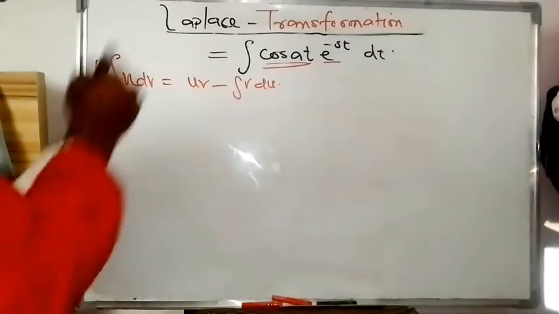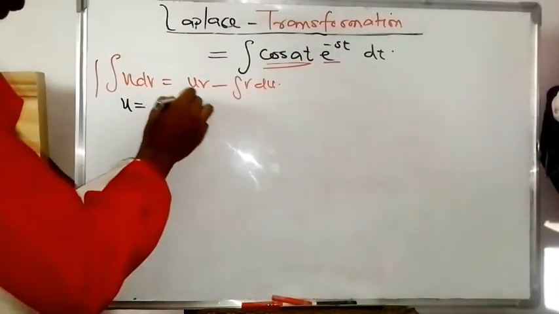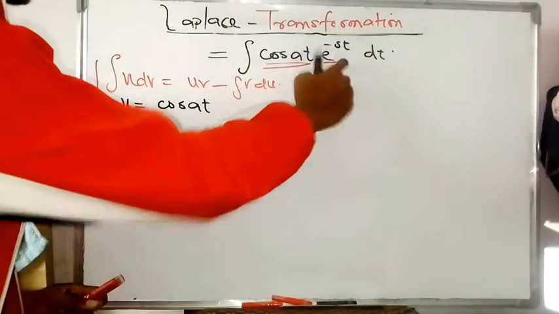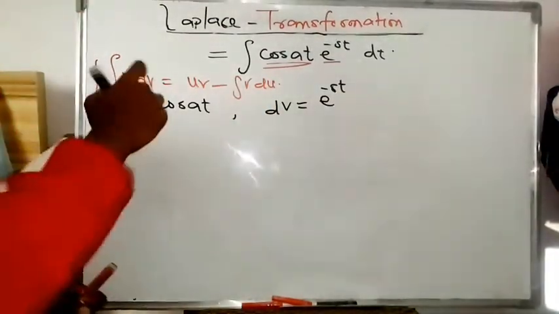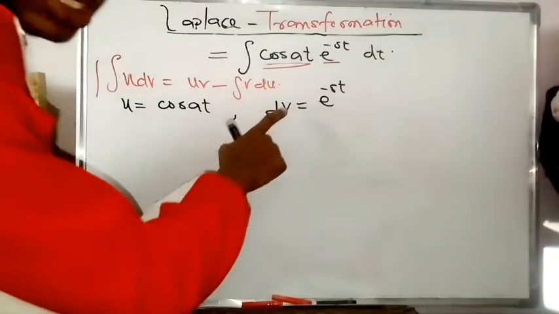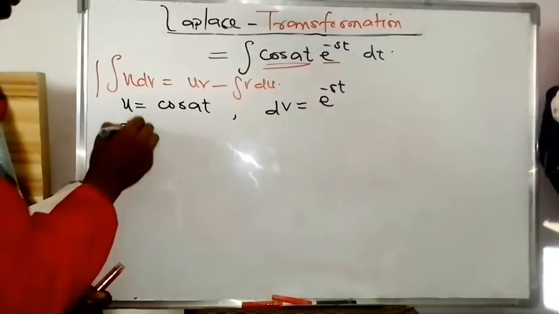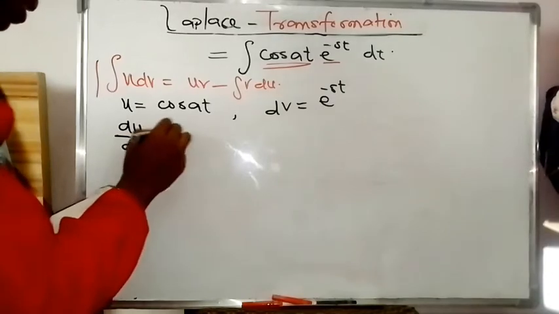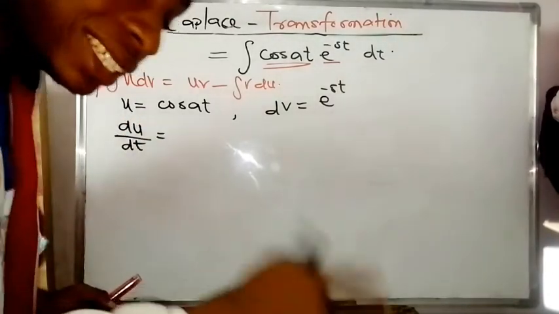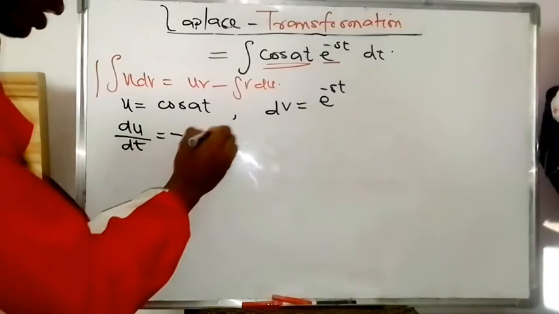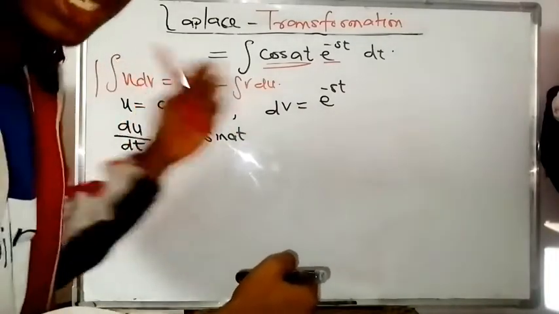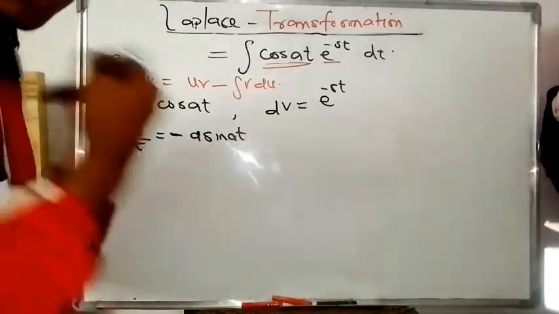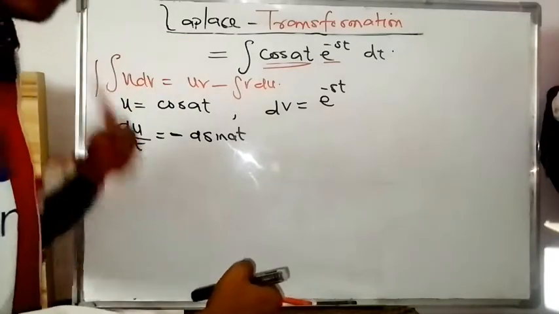So u is cos at, and dv is e^(-st). I'm going to be differentiating u and integrating dv. Differentiating u, du/dt equals, differentiating cos at, minus a sin at. Very soon I'm going to be going back to differentiation and integration. As time goes, I'm going to be making more videos on differentiation and integration.